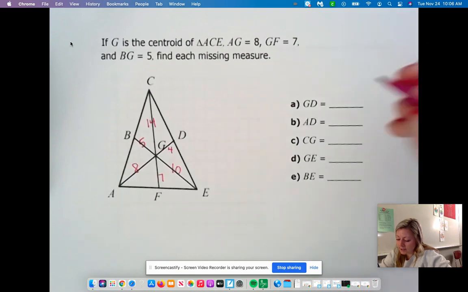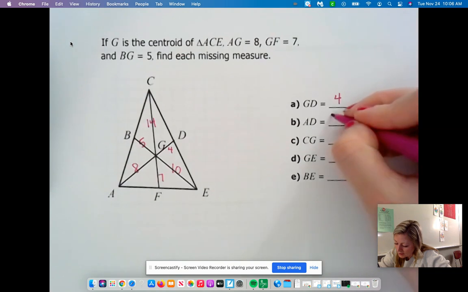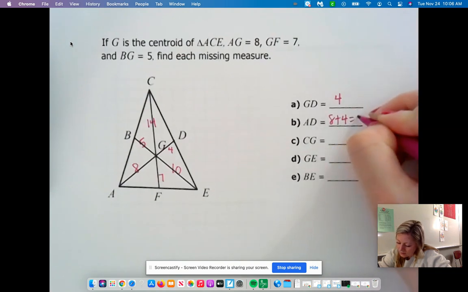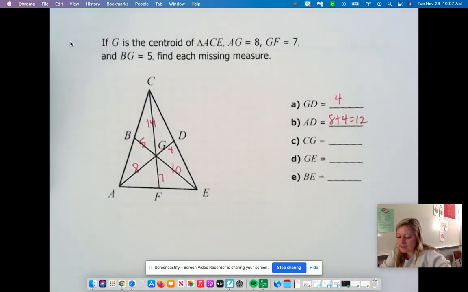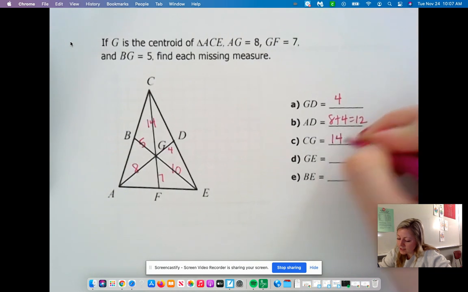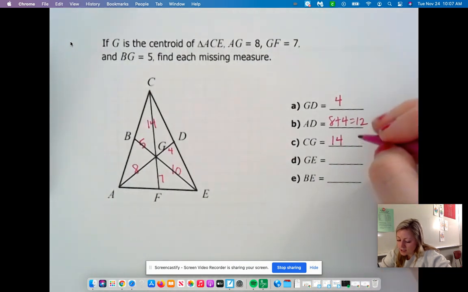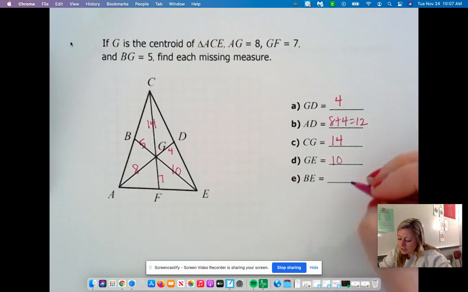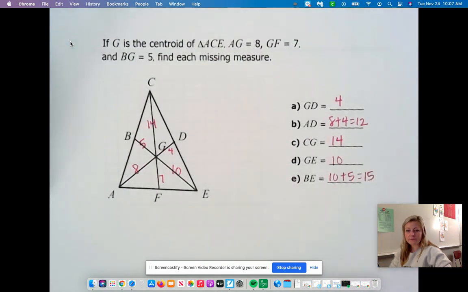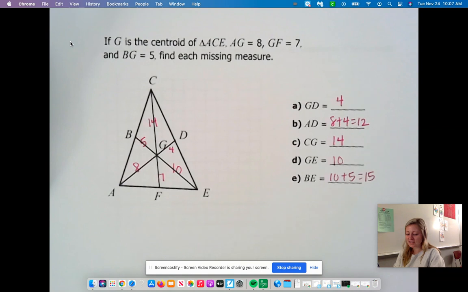So let's see how this went. 4, AD, we're going to add them together. We get 12. CG, we said, is 14. GE is 10. And BE, we add them together. Beautiful, 15. How did it go? Did you at least get one right? Because that's all we can ask for.